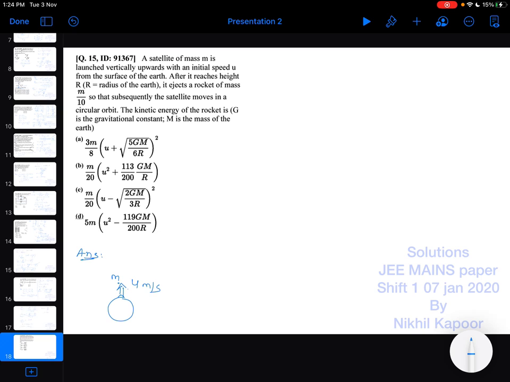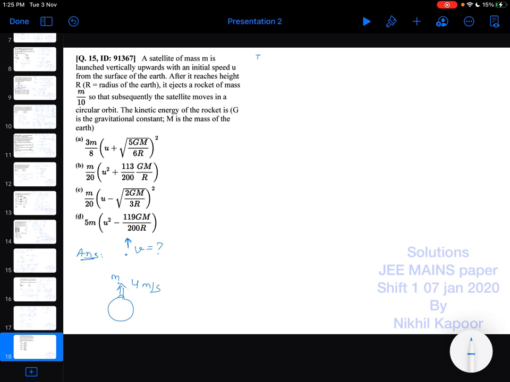u meter per second. After it reaches height equal to radius of the Earth, so when it reaches here at a height r, it ejects a rocket of m by 10 so that subsequently the satellite moves in circular orbit. The kinetic energy of the rocket is, so first of all we should find the velocity of the satellite plus rocket at this position by conservation of energy.